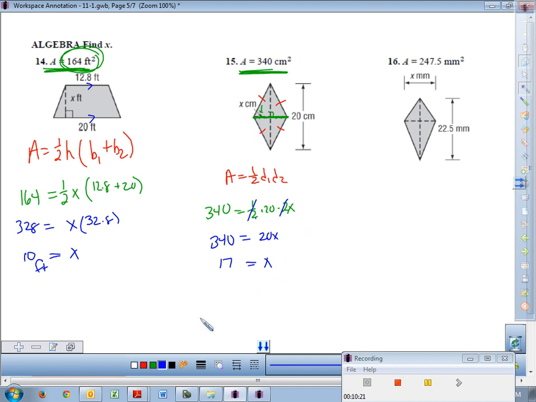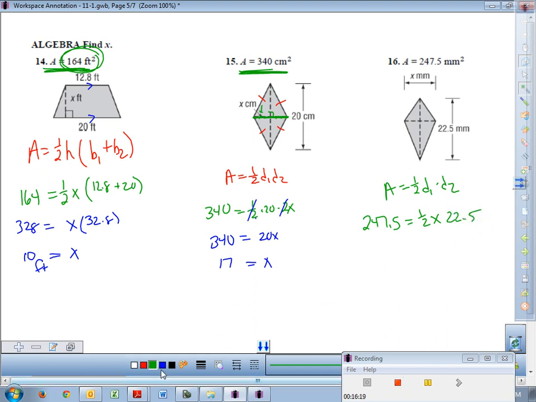And then in the next one, it is a kite type looking thing, so we will assume that it's a kite, supposedly. Area formula is 1/2 diagonal 1 times diagonal 2. We do know the area is 247.5. Then that equals 1/2 times the first diagonal. Now they're saying the whole thing here is x, so that's cool. And then the other diagonal is 22.5.